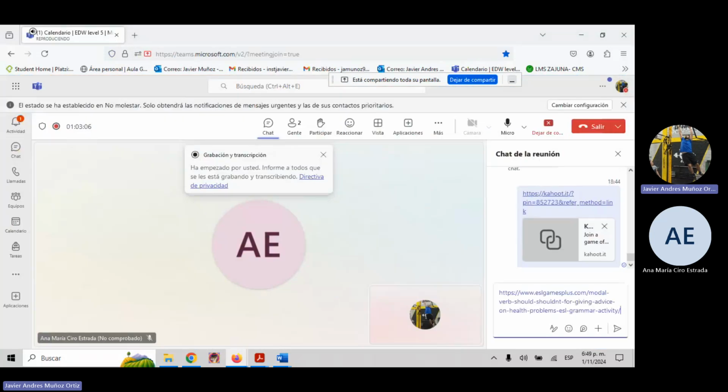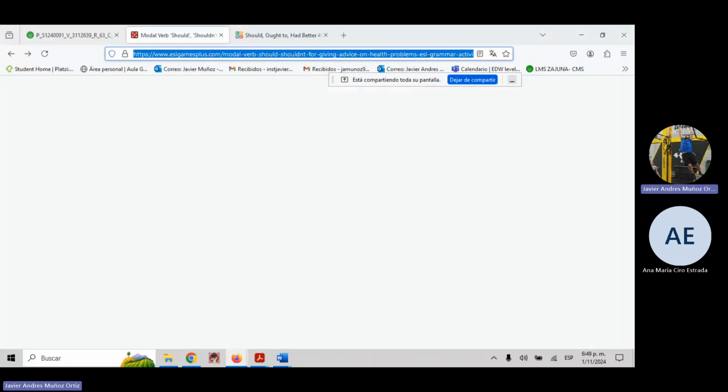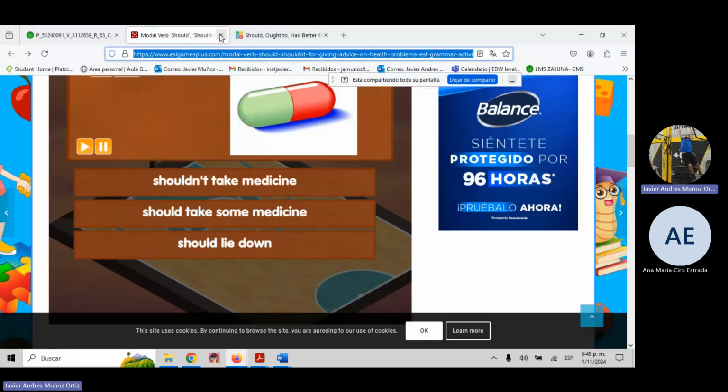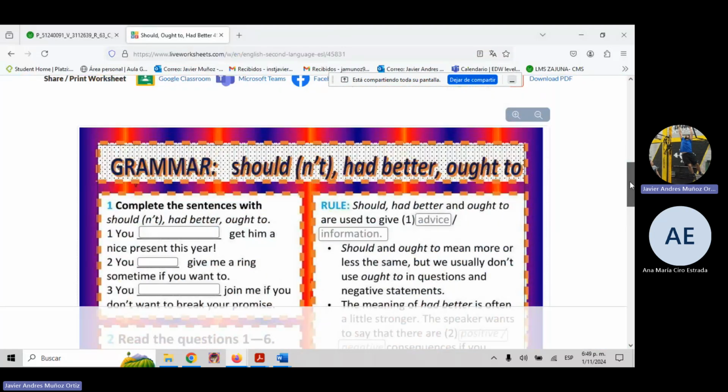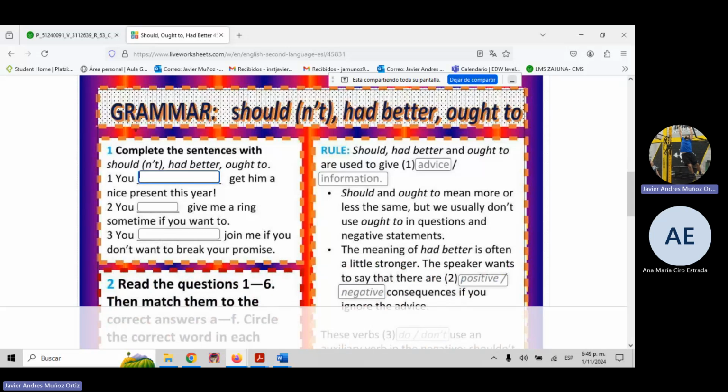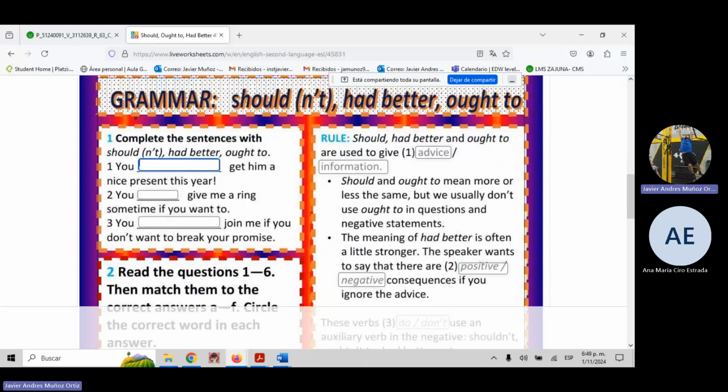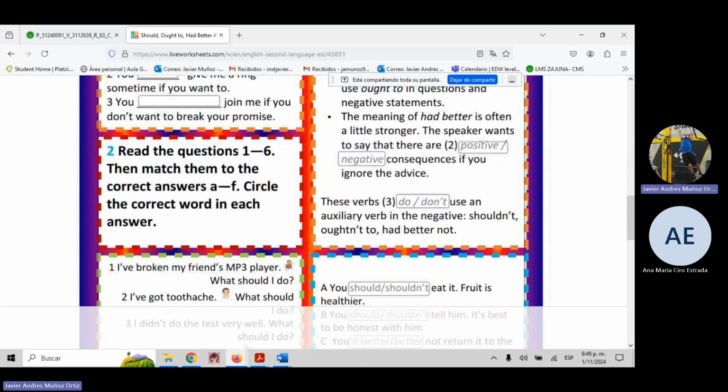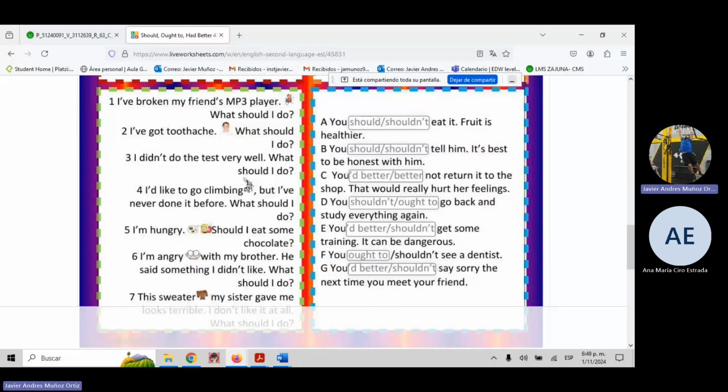This is for you to be completed at home, not with me. And the other exercise for you to do is this. In this case, you're going to practice should, shouldn't, had better, had not better, and ought to. ¿Vale? So in this case, you have to complete the questions, type the answer according to the context. In question number 2, you have to relate the one on the left to the one on the right. So you have a context here and you have a solution on the right.